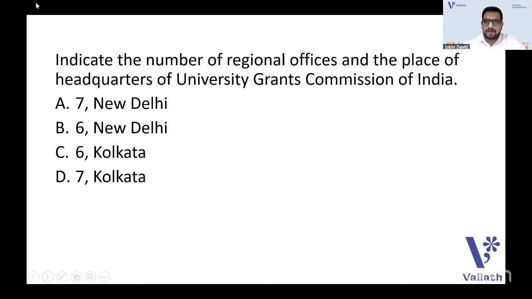Indicate the number of regional offices and the place of headquarters of the University Grants Commission of India. How many regional offices and the place of headquarters? How many are there of UGC? Is it 7 regional offices and New Delhi? Is New Delhi the headquarters? Is it 6 and New Delhi, 6 and Kolkata, 7 and Kolkata? That means how many regional offices are there, and also the headquarters. Where is the headquarters of the UGC?